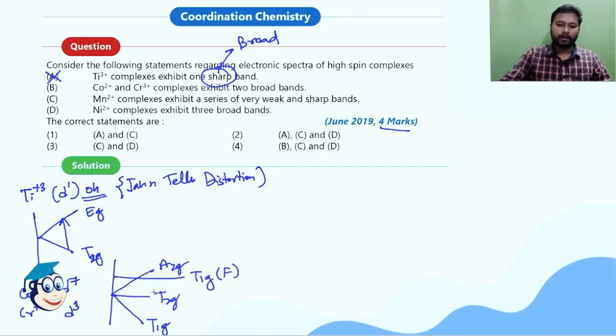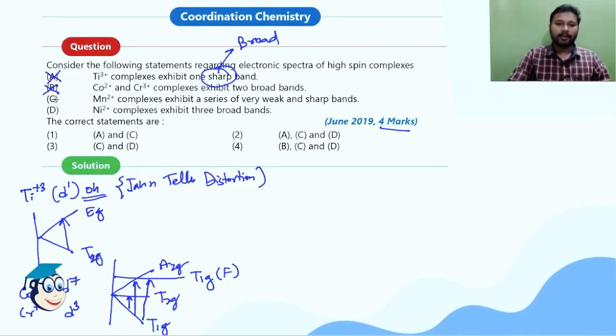Now if you look at the number of transitions, the first band you will get is from T1g to T2g, the second one from T1g to A2g, and the third one from T1g to T1g(P). So the second statement, which says cobalt +2 and chromium +3 complexes exhibit 2 broad bands, is also wrong. That means it gives 3 bands, not 2 broad bands. So it gives 3 broad bands, and the second statement is also wrong.